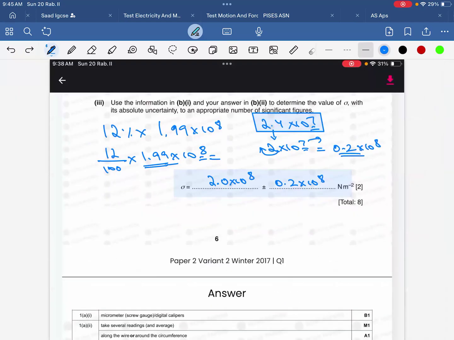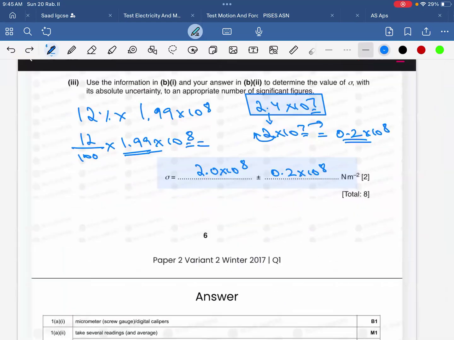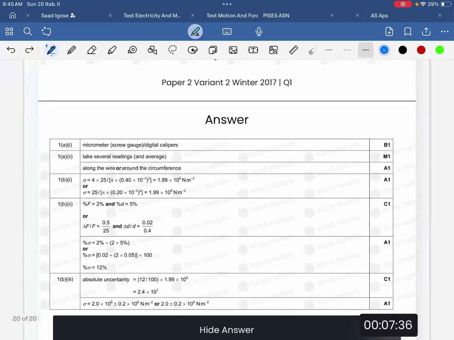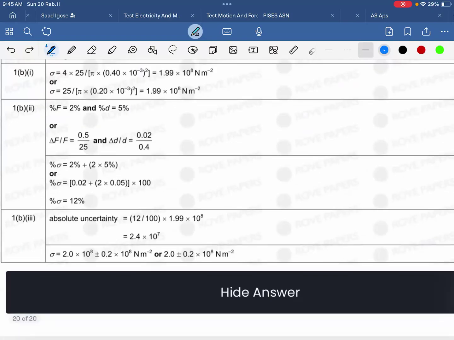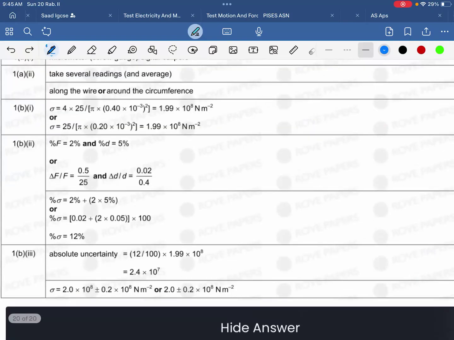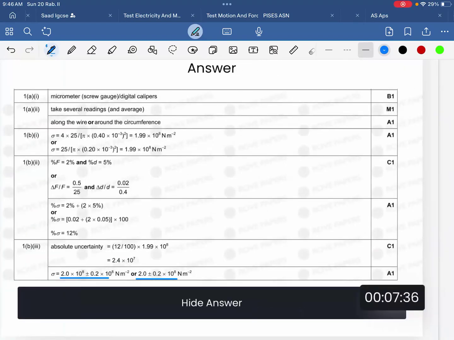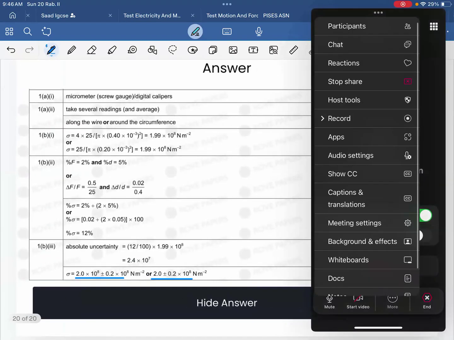I hope you understand it, right? Yeah. Okay, now I'm going to show you the answers. The answers are here on the screen. Yes, the answers are correct. 2.4 into 10 exponent 7, and the final answer can be written either in this form or in this form. Okay, yes, correct answer. Okay, fine.